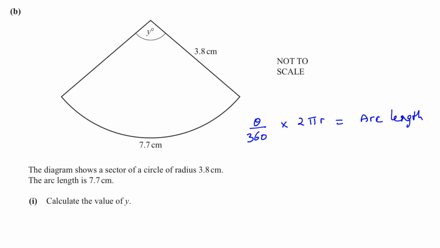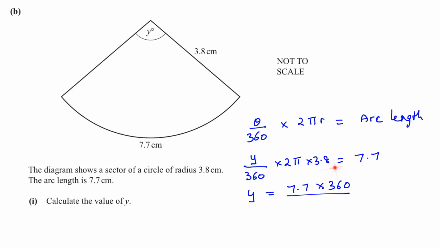Now in this case the arc length is given to us, but our theta is y. So y over 360 times 2 pi r, where r is 3.8, is equal to 7.7. We can write y is equal to 7.7. Whenever you have something like this, it's all multiply and divide. Whatever is in the denominator, when you bring to the other side, it will become multiply. So 7.7 multiplied by 360, and whatever is in the numerator will become the denominator. So I will divide by 2 pi times 3.8.